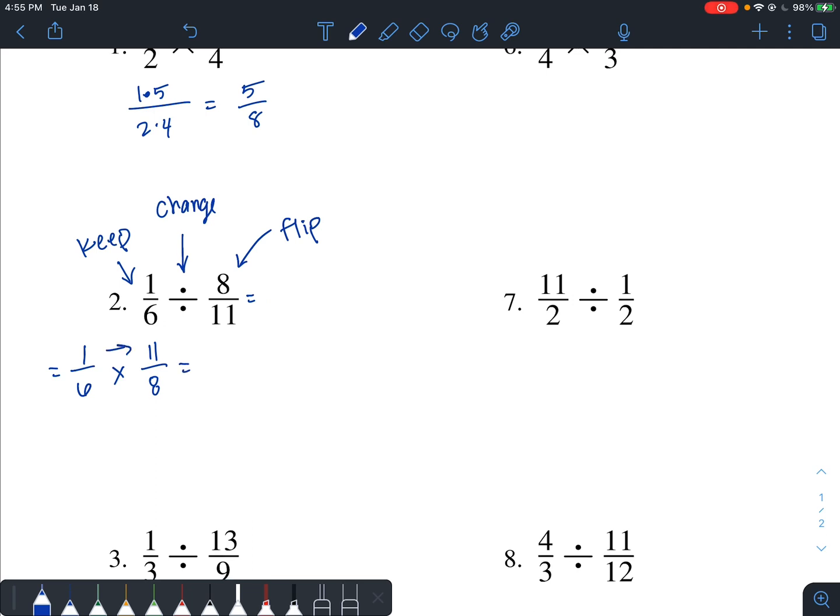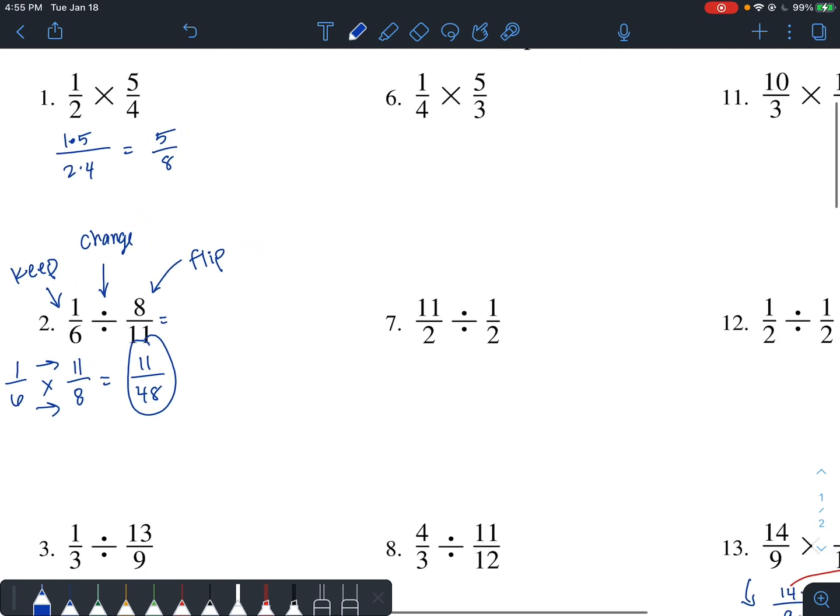So multiply straight across. So 1 times 11 is 11. 6 times 8 is going to be equal to 48, yep. Okay, and there you go. Found the expression right there. Okay, let's try a couple more.